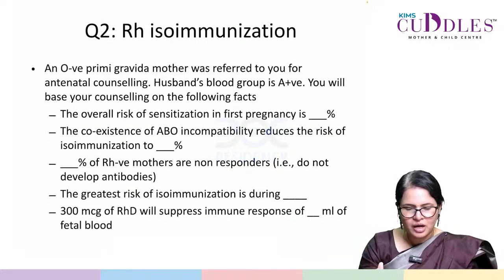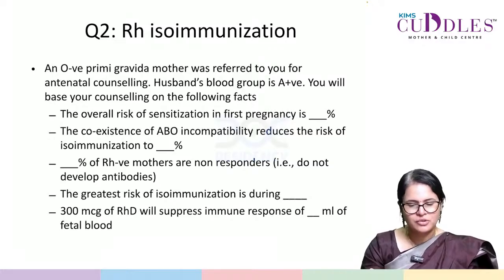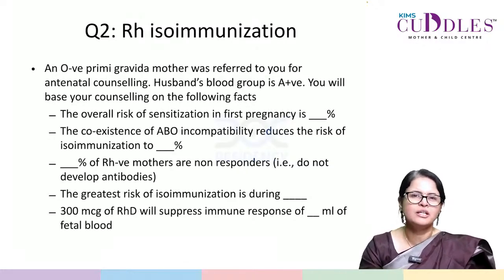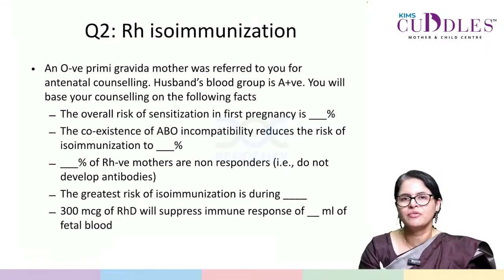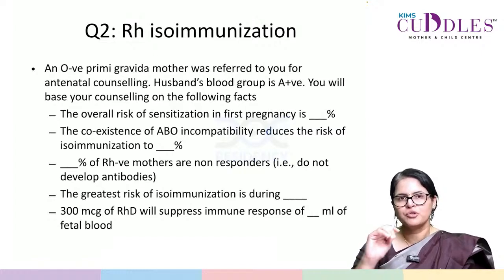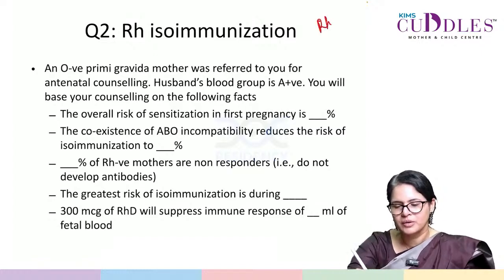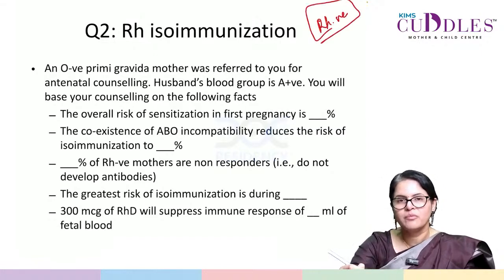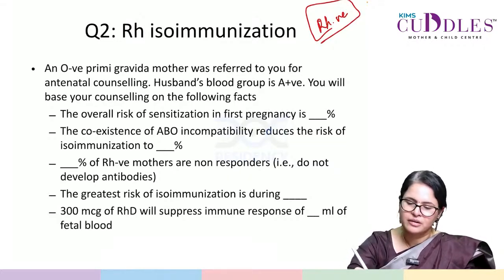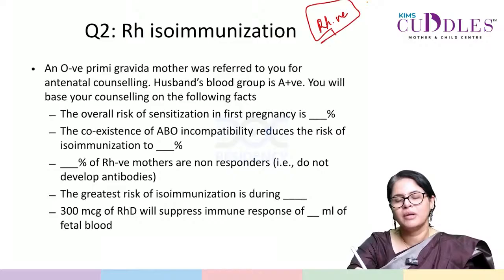Next question is on RH isoimmunization. This is one of the common conditions that we see, especially given the fact that we have a fair proportion of individuals who are RH negative in blood group. So every mother should have blood grouping and typing done during the pregnancy, and it is also important to know the blood group of the father.